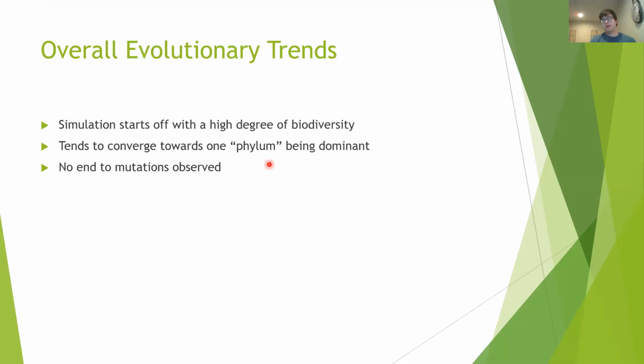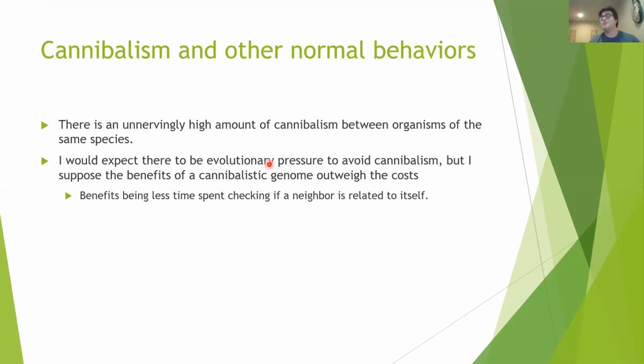But an interesting thing is that even though there are no new phyla that end up emerging, there's really no end to mutations that I've ever seen. So there are always new mutations. I've gone as far as 4 million iterations out, which takes over 2 hours, and I've never seen an end to mutations. There's also a lot of cannibalism amongst species. They tend to eat each other.